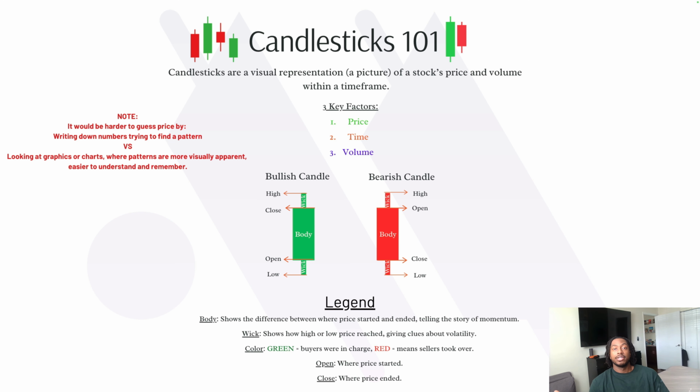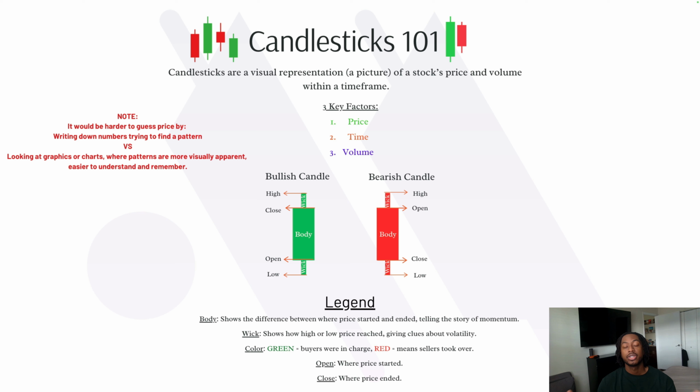I just look at patterns and I trade them. So if you look at this infographic that I made, you see that there's a bullish candle and then there's a bearish candle. There's a couple components that create a candle. We have the high. I'm going to look at the bullish candle first. So we have the high, the close, the open, the low.